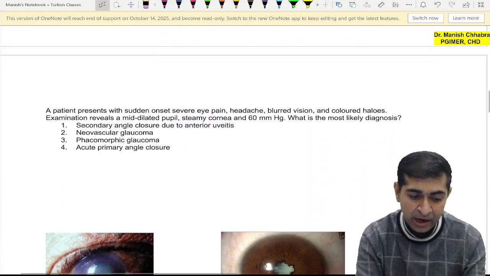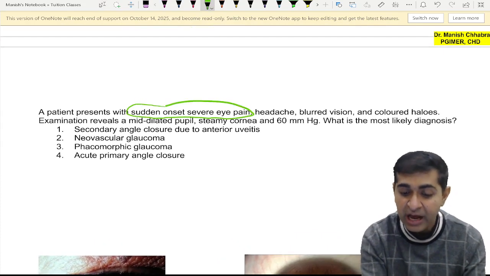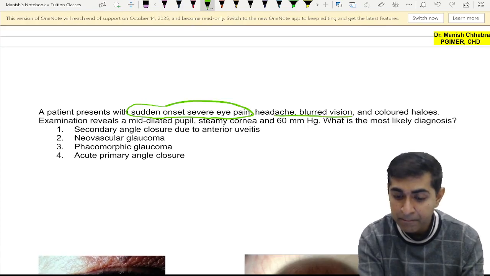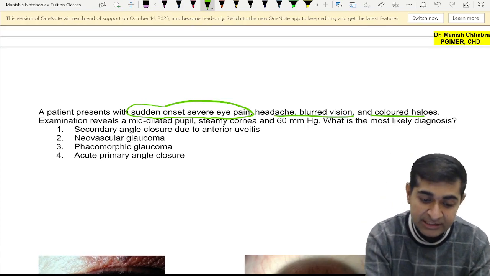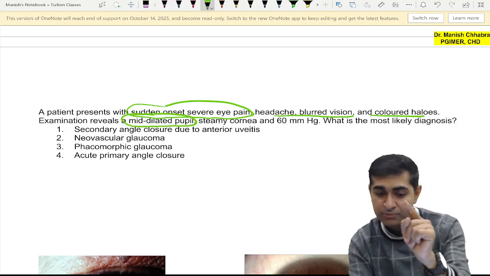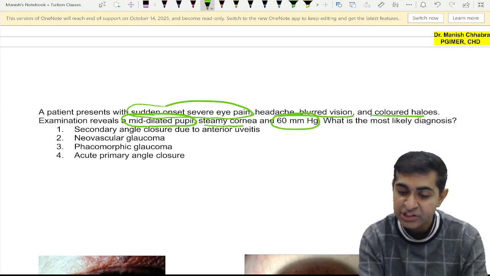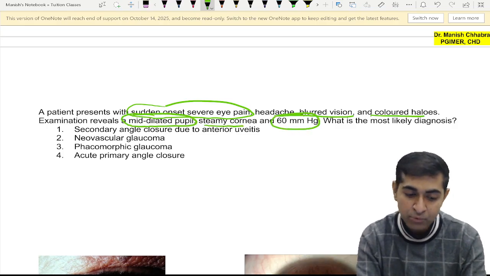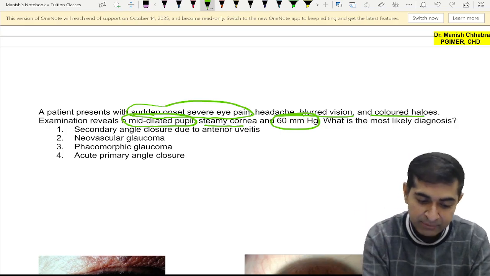All right, now a patient presents with sudden onset severe eye pain, headache, blurred vision, and colored halos. Now examination reveals a mid-dilated pupil. So these are all keywords, boys and girls: steamy cornea and very high pressure, which is 60 millimeter of mercury. What is the most likely diagnosis? So we are going to eliminate the options one by one.